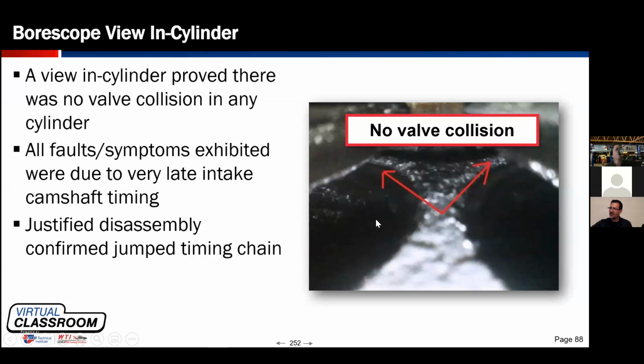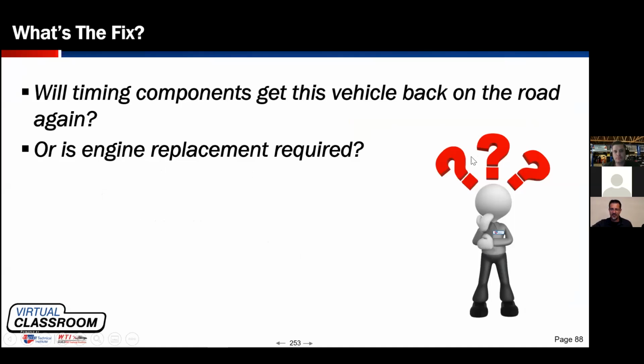But just to verify, I looked down inside all the combustion chambers with a borescope and proved that there was no valve collision. Lots of times, if we lose time, specifically on the intake cam, it's very easy for the pistons to come in contact with the valves, but that didn't happen. So we did put an engine in this, but again, I think if we retimed it, it would have started and run, at least for a little bit. I don't know.